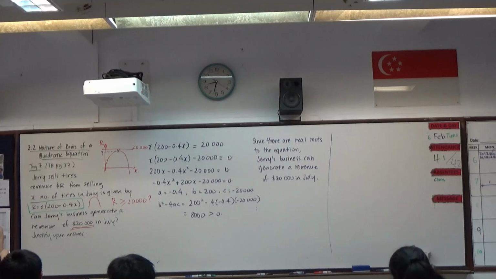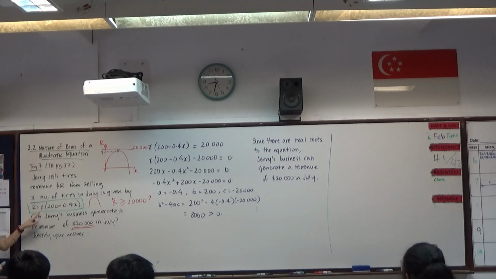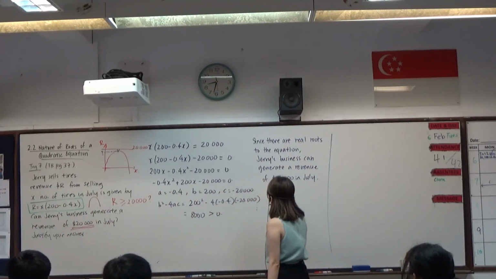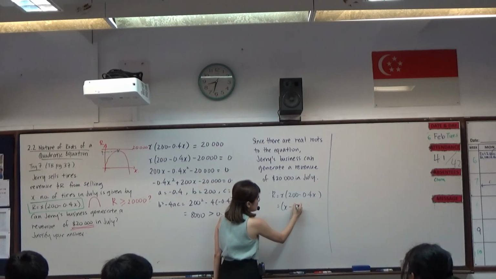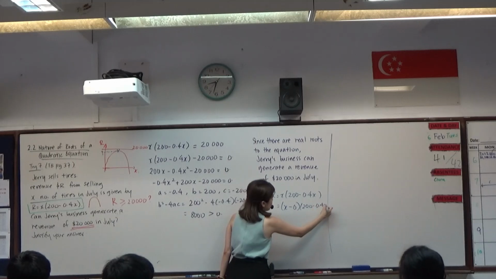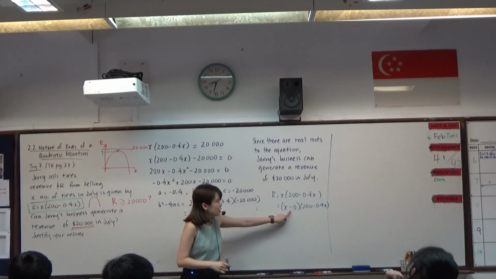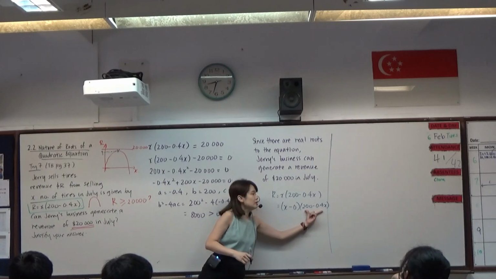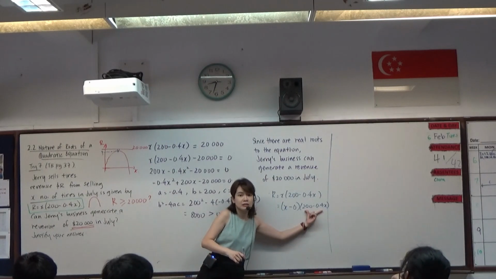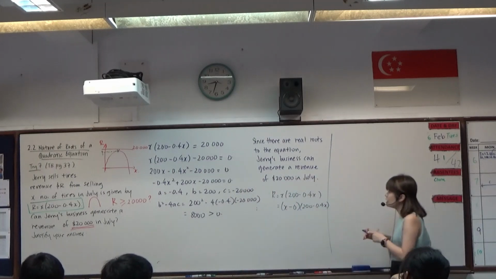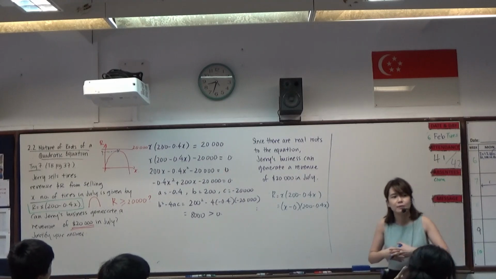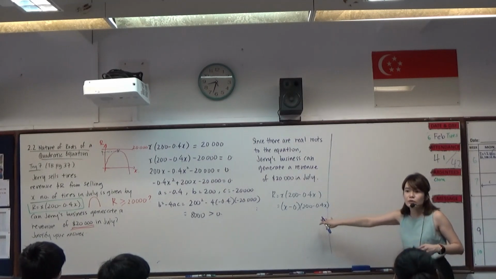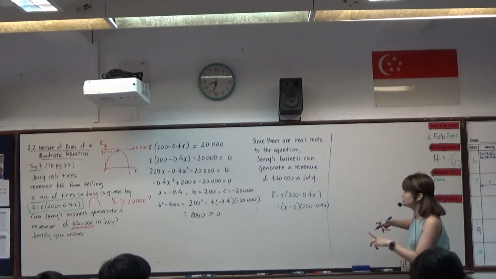Either you do completing the square to look for the turning point, or based on this, which is actually a factorized form, R equals x times 200 minus 0.4x, which is as good as saying x minus 0 times 200 minus 0.4x. So your roots are equal to 0, and otherwise you solve this one and find the corresponding value of x. Depending on how you want to find your turning point, what is your preference? Gareth, do you have a preference? No? Okay, this is a quick revision for E-maths.